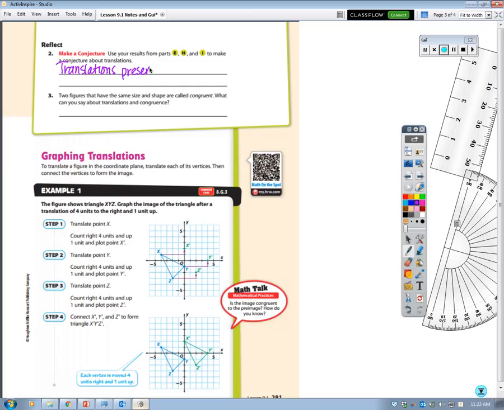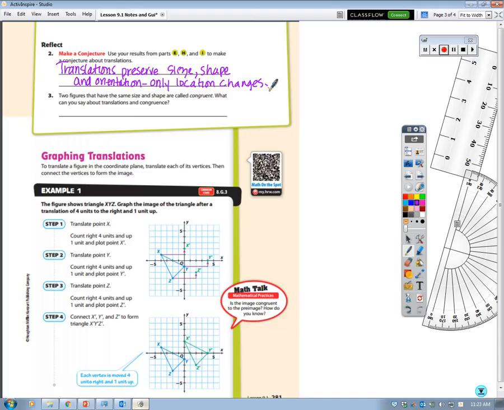preserve, that means they don't change, size, shape, and orientation. Only location changes. So nothing else changes. Size, shape, and orientation all stay the same. Location changes. So if two figures that have the same size and shape are called congruent, what can you say about translations and congruence? So a translation produces a figure that is congruent to the original figure.